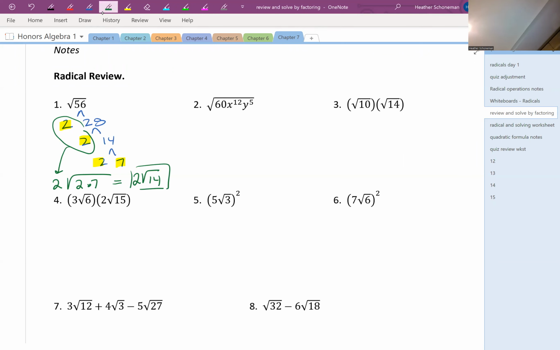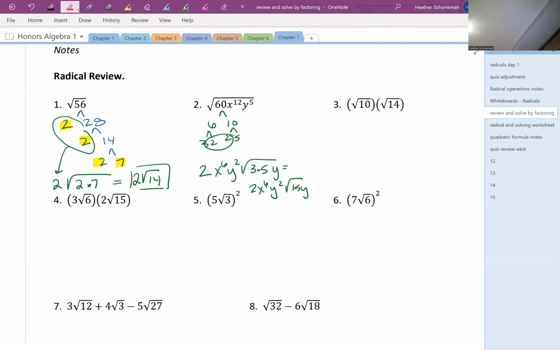All right, let's try this with variables. 60 is going to simplify to 6 and 10, 2 and 5, 3 and 2, only looking at the numbers at the end. The 2 goes outside, the 3 and 5 go inside. But remember, this is square root, so we're looking for groups of 2. So with the variables, in 12 there are 6 groups of 2 with none remaining. In 5, there are 2 groups of 2 with 1 remaining. If I simplify that, I'd get 2x to the 6th y squared, square root 15y.